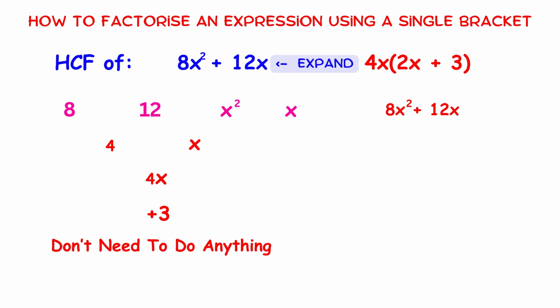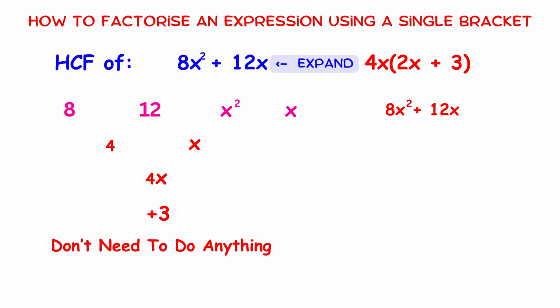To get from 4 to 12, we need to multiply by positive 3, and to get from x to x, we don't need to do anything, so the factor inside the bracket is just plus 3. This means that our overall answer is 4x brackets 2x plus 3, and to check it's right, you can just expand the bracket back out and see if it equals 8x squared plus 12x.